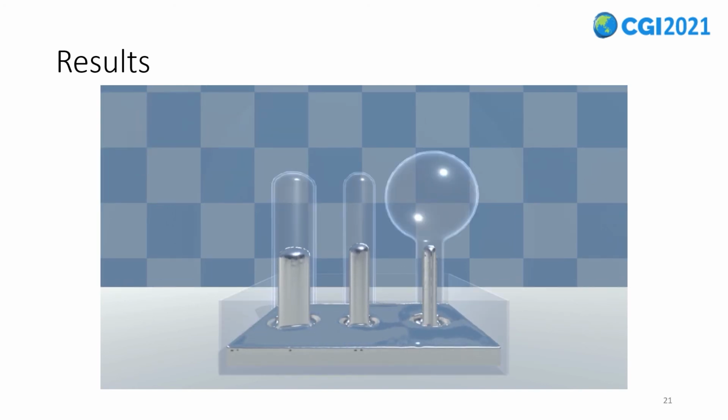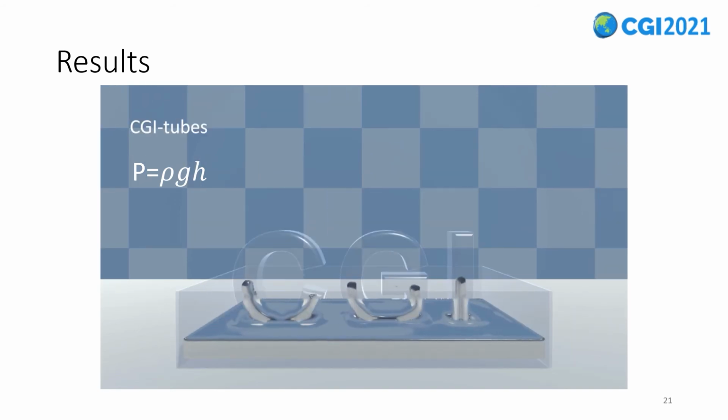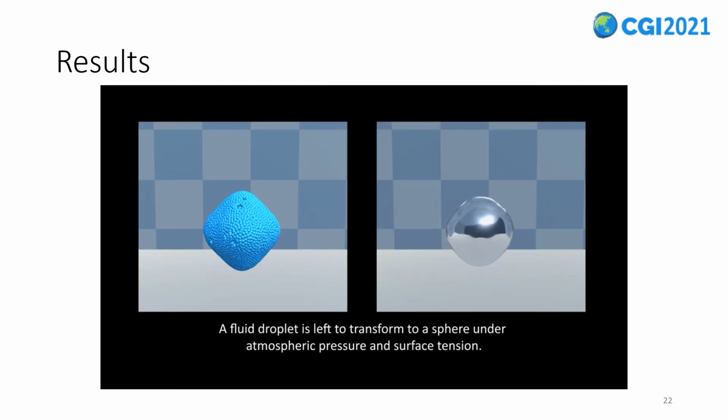This video illustrates that the height of the mercury columns is the same in all tubes. According to the formula for calculating pressure, the vertical height is only related to the liquid density and the atmospheric pressure. Our surface force model can maintain the spherical shape of a droplet perfectly.